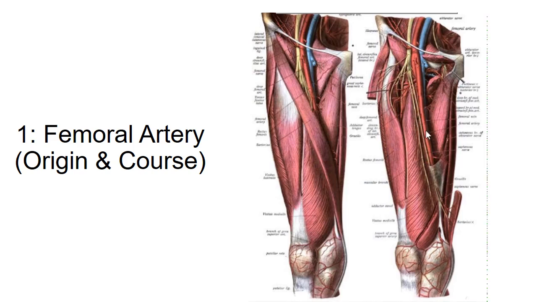This is course of femoral artery through adductor canal. This is adductor hiatus, which is an opening in the distal aponeurotic portion of adductor magnus muscle. Femoral artery then leaves the adductor canal through this hiatus and enters the popliteal fossa as popliteal artery.